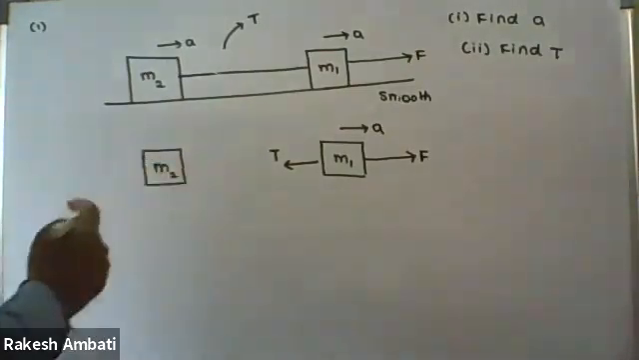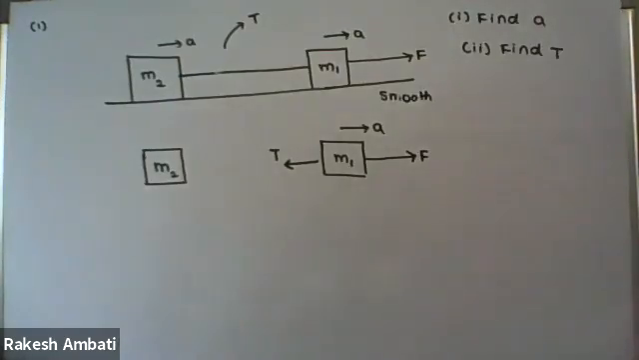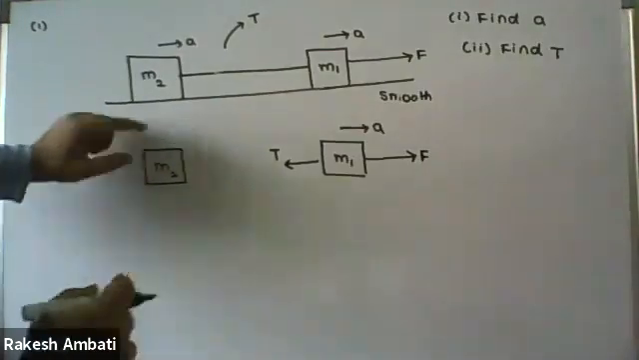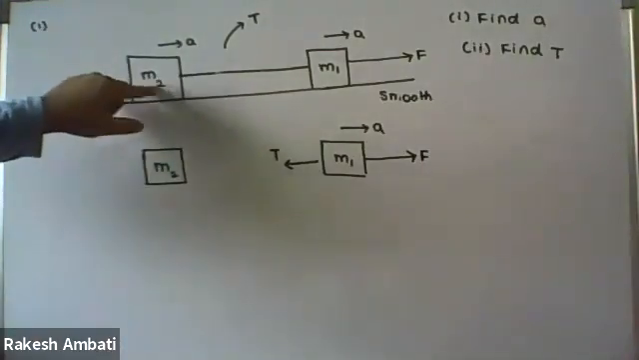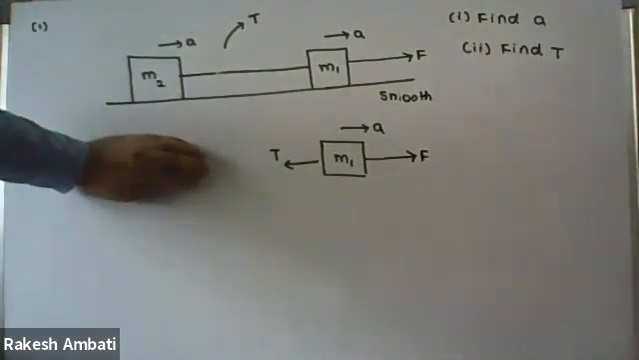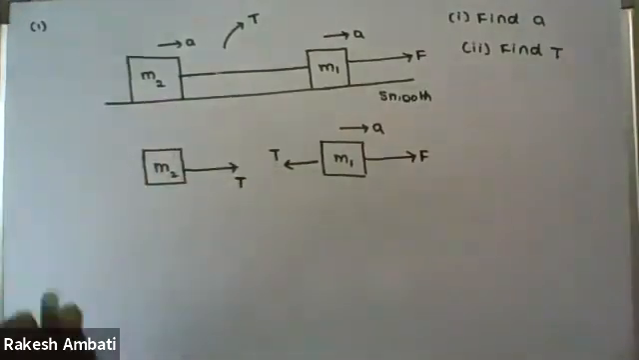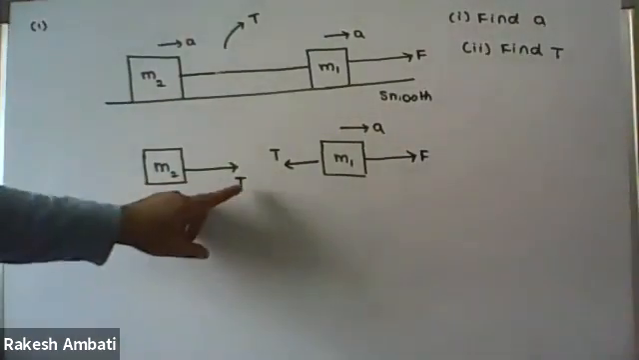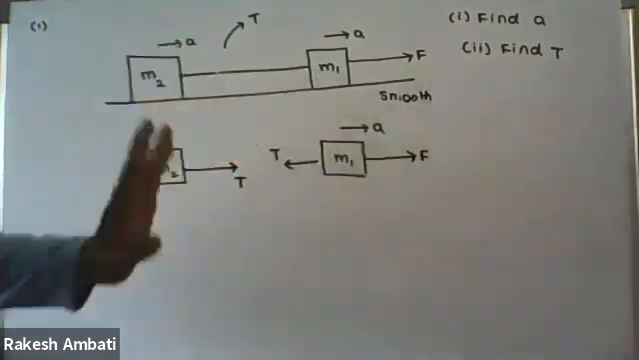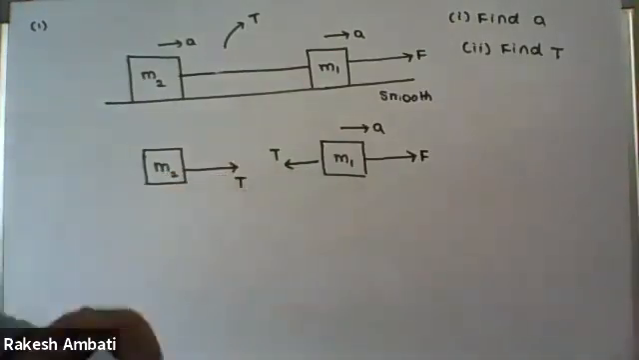On the block M2, do we have any applied forces? No. With respect to M2, what is the direction of tension force? If this is the object, rightwards. Perfect. That is the direction of tension force. So tension force always acts away from the object along the string. Now this tension force, same or different?